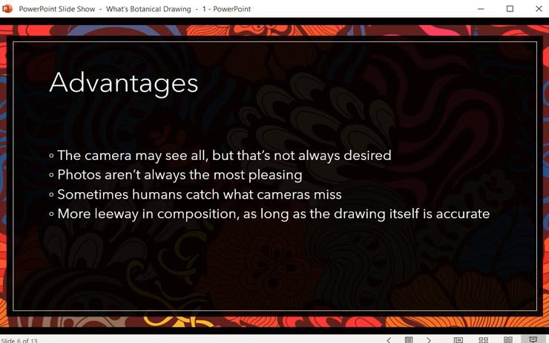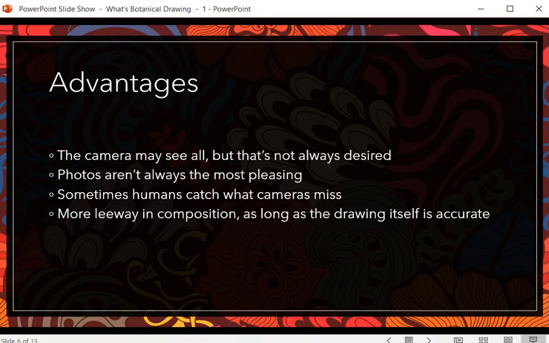And sometimes humans catch what cameras miss. Humans are super cool at recognizing patterns and seeing tiny details. And sometimes when you just take a picture with a camera, those things get lost, especially if you have to make the image bigger.